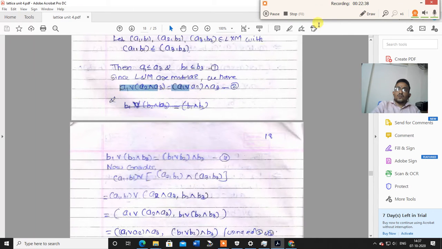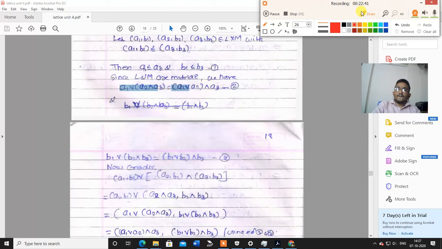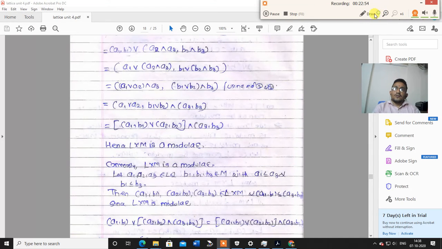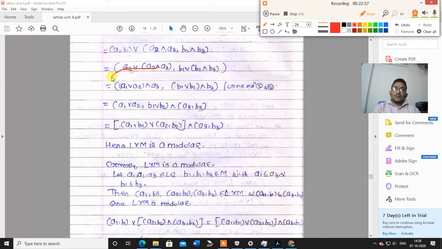By equations 2 and 3, we can show that, because L is modular, we can say that a1 join (a2 meet a3), and this gives from equation 3, b1 join (b2 meet b3).